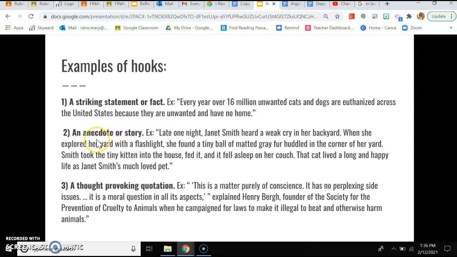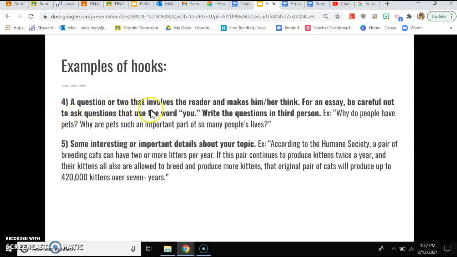An anecdote, apparently I can't talk today, or story, which is kind of like setting up the scene, if you will, making the reader be put in somebody else's shoes that maybe have to do with this issue that you guys are talking about. You could also use a thought-provoking quote, like if you find somebody who's famous, who said something famous about this issue, that might be something to draw somebody in. A question or two that involves the reader and makes him or her think.